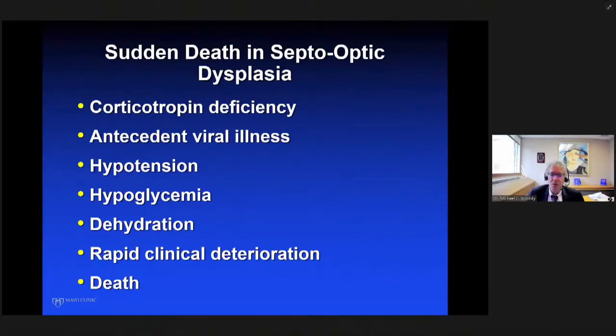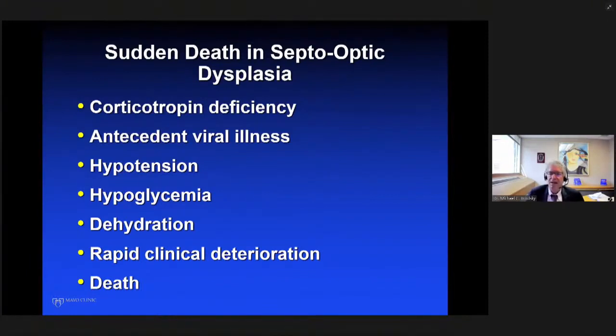The most important thing in management is that everyone fixates on growth hormone deficiency, but it's the steroid deficiency, the corticotropin deficiency, that's the killer. And this plays out. So anyone with neonatal hypoglycemia or neonatal jaundice, you want to get them to an endocrinologist quickly. Kids will get just a routine viral illness, no big deal, but they'll quit eating, they won't take in much fluids, and then they'll just have a seizure, lose consciousness, deteriorate, and die.